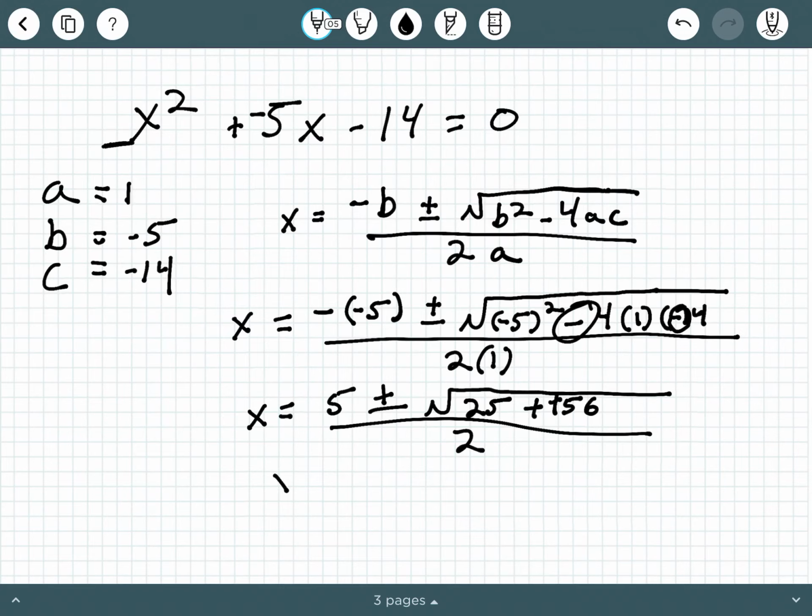So x will be equal to 5 plus or minus the square root. If we add 25 plus 56, that gives us 81, which is good news since we're taking the square root. And then that's all over 2 still. Let's jump down to another page.